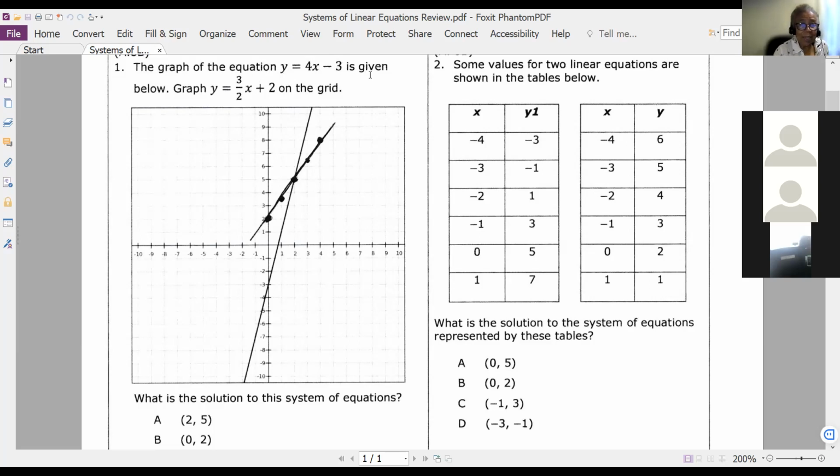And as I said with the table, number 2, wherever your x and y pairs match, that's your answer. And there's only one place that happens. That's when x is -1 and y is 3. So your choice would be C.